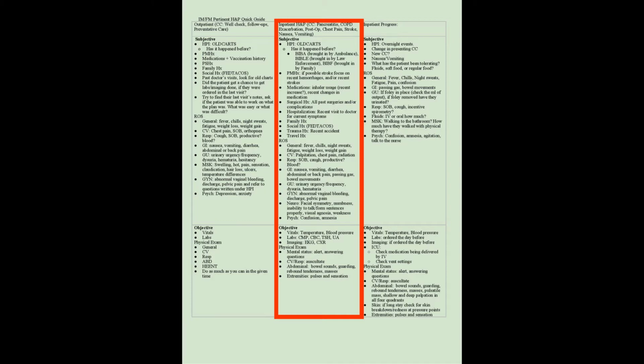And for objectives, if they're in the ER, a lot of labs and imaging might already be done. So you want to ask the ER nurses or the ER doc if that's been done, if you could take a look at it, see if that helps. You want to check their vitals, look at their temperature and blood pressure, of course.